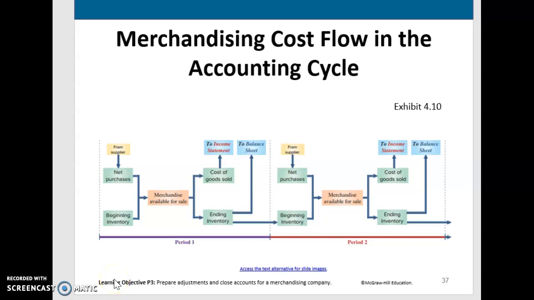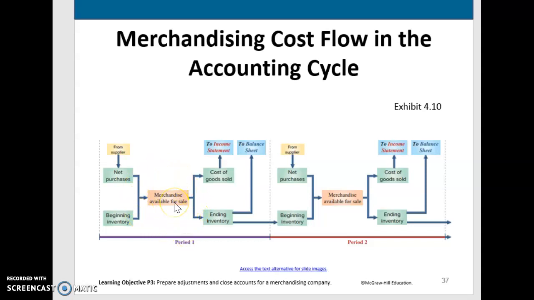Let's summarize the flow of the merchandising cost in the accounting cycle. First, we purchase from our supplier the goods that we will be selling. We deduct the purchase discounts and the purchase returns and allowances, and we call that net purchases. We also might have some beginning inventory, goods that we hadn't sold from our prior period. Our beginning inventory plus our net purchases equal merchandise available for sale.